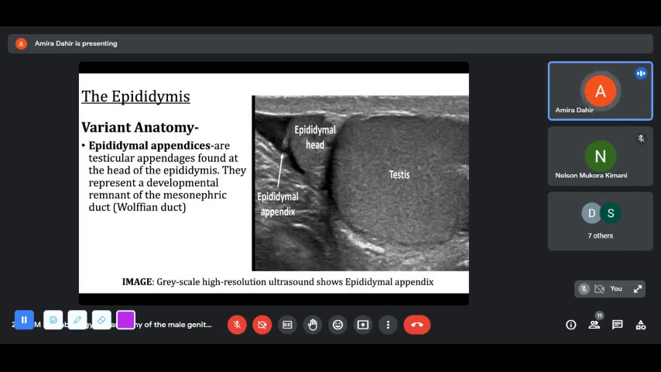We have a variant anatomy, and that is the epididymal appendix, a testicular appendage found at the head of the epididymis. They represent a developmental remnant of the mesonephric Wolffian duct. This is a grayscale, high-resolution ultrasound which shows the epididymis, and here, this is the epididymal head, and this is the appendix of the epididymis.